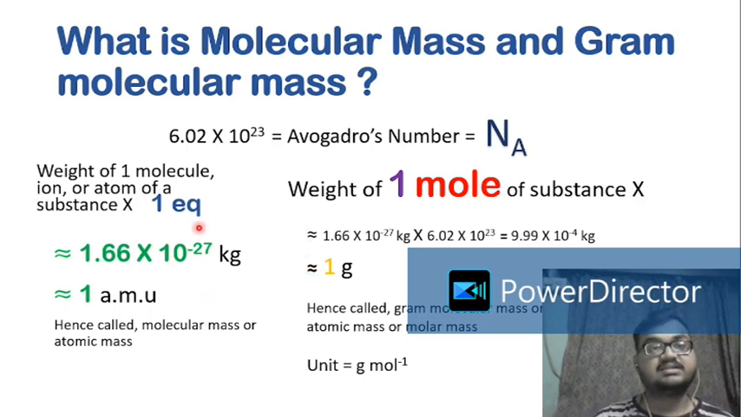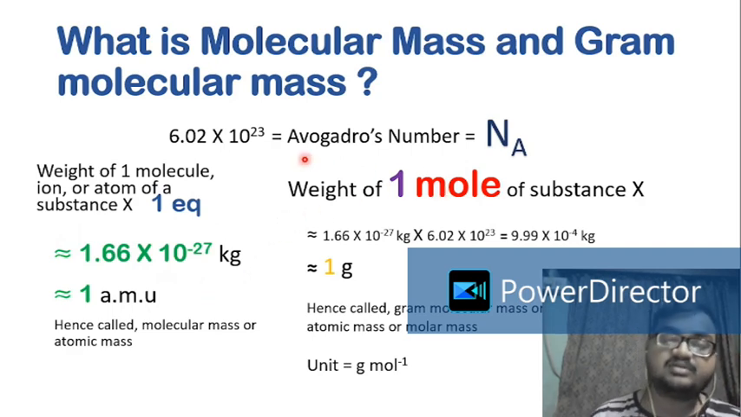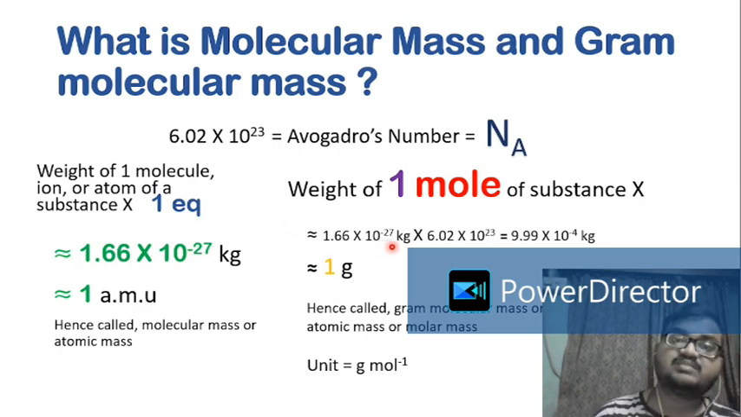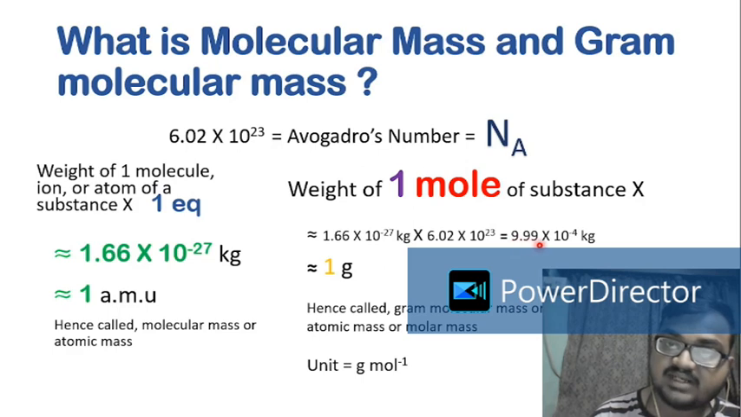Now this is the weight of one molecule, and we know that to get to a mole from a molecule, we need to multiply by Avogadro's number Na, which is 6.02 into 10 to the power 23. So we multiply the mass of a nucleon, which is 1.66 into 10 to the power minus 27, by Avogadro's number, and we get 9.99 into 10 to the power minus 4 kg, which is almost equal to 1 gram.